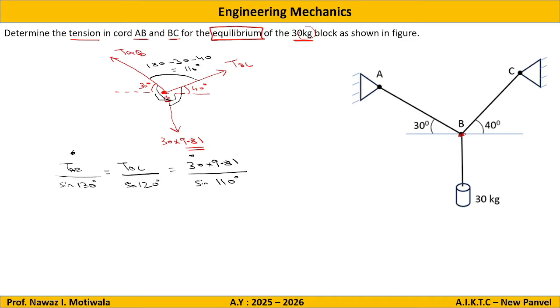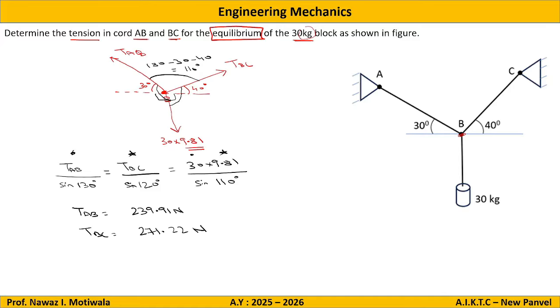So if I solve taking this and this values, I will get the answer for TAB as 239.91 newtons, and when I take this part along with this part, I will get the answer for TBC, which is coming to be 271.22 newtons. This completes the solution. It was asked to find out the tension in the rope AB and BC, which we have found out.